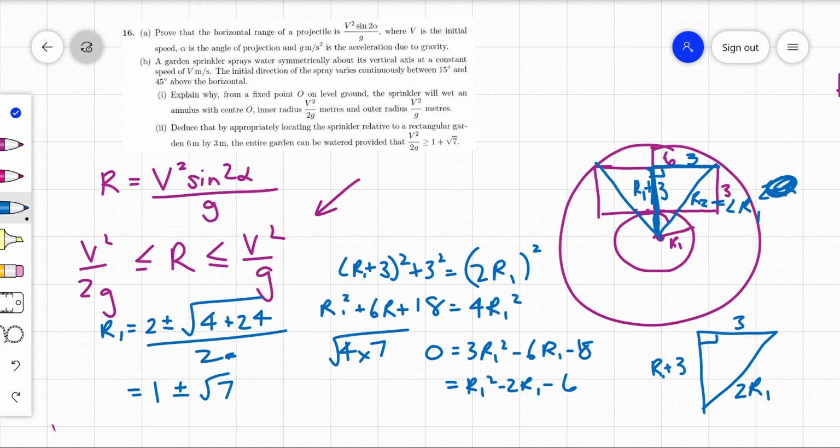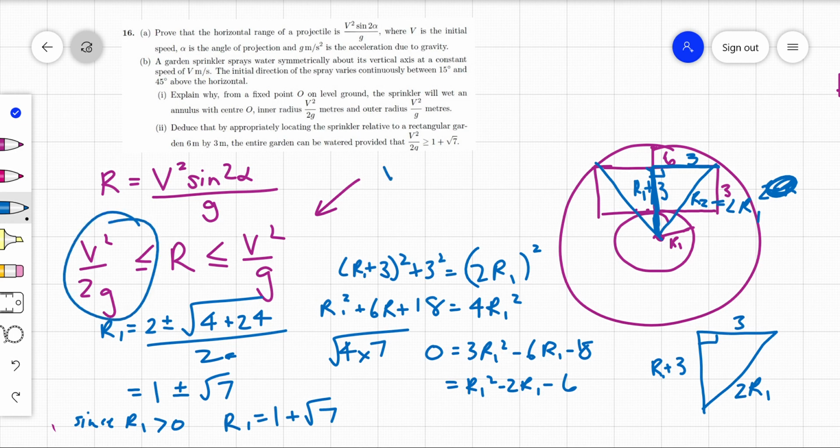Now, we want a radius that's positive, so since R1 has to be greater than 0, we're looking at R1 being 1 plus root 7. So think about it, R1, remember, was our V squared on 2G. So we're saying that V squared on 2G has to be at least 1 plus root 7 in order for this to work, for the garden to be watered. We can always make it bigger than that, that's fine, but we need at least that.